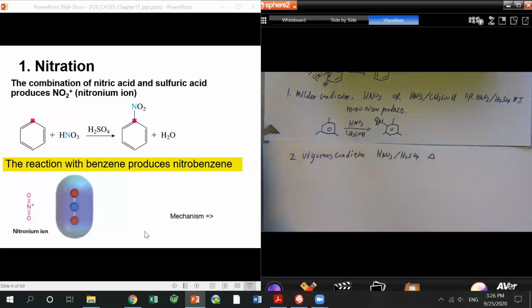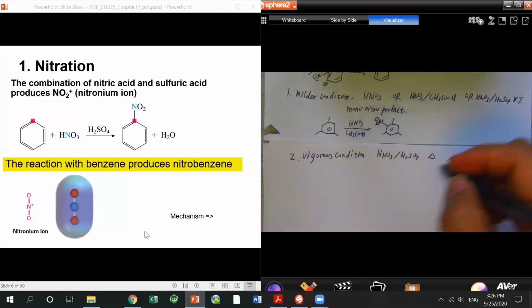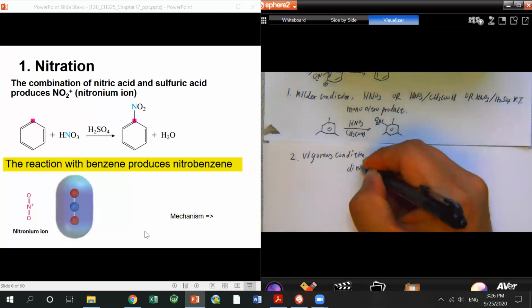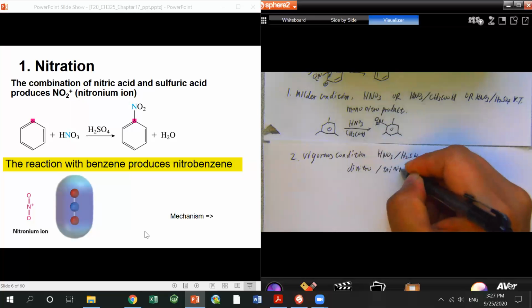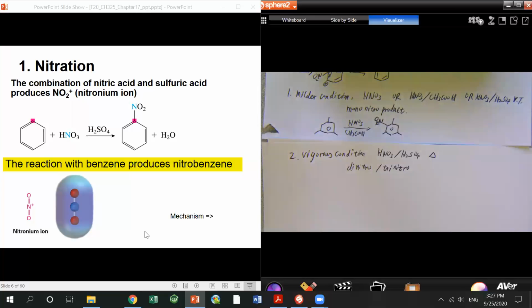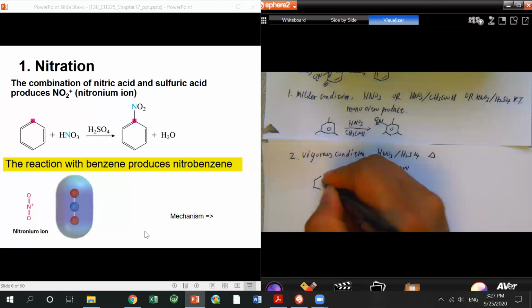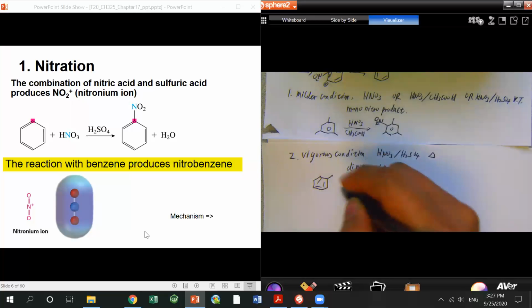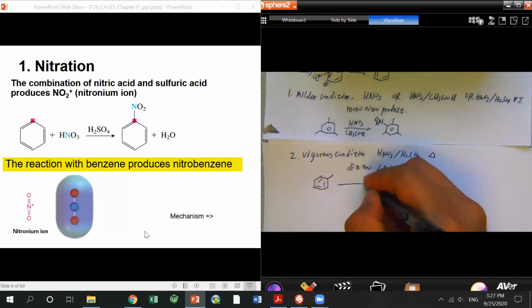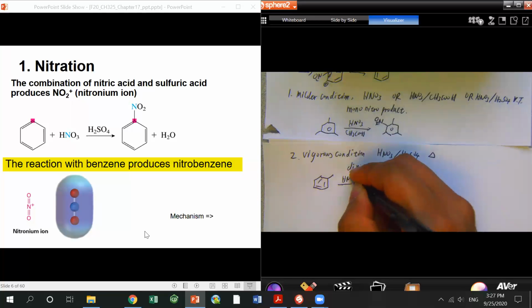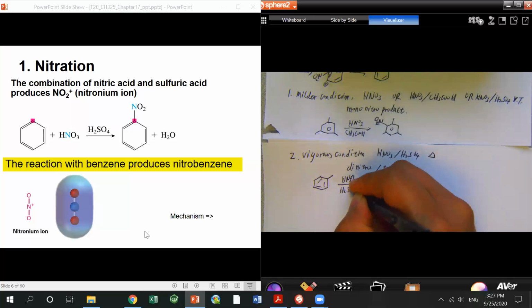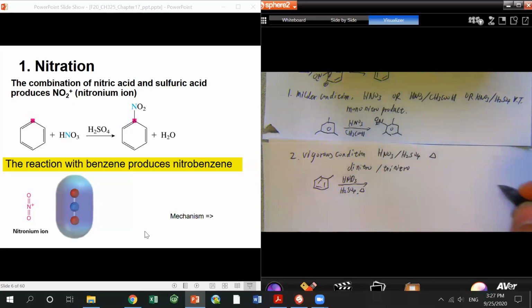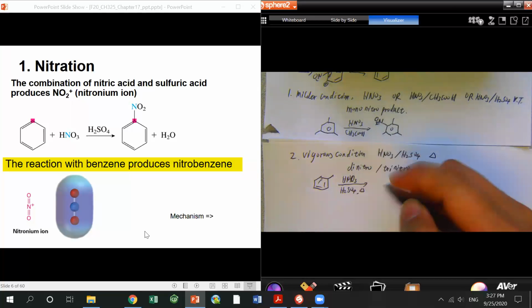So for vigorous conditions, you can get di-substituted, even tri-substituted nitro compounds, so dinitro or trinitro. I'll give you guys one example. We have this toluene, and react with nitric acid and then sulfuric acid, and provide a little bit of heat, not too much. Nitric acid, sulfuric acid, and then you generate this compound.